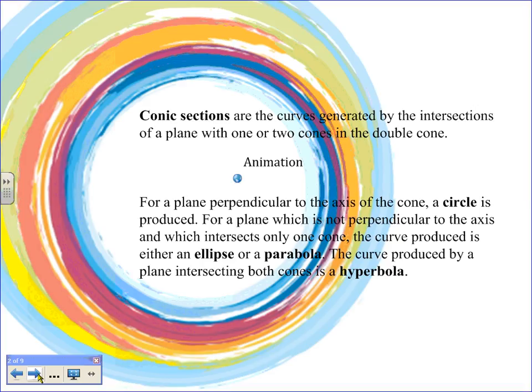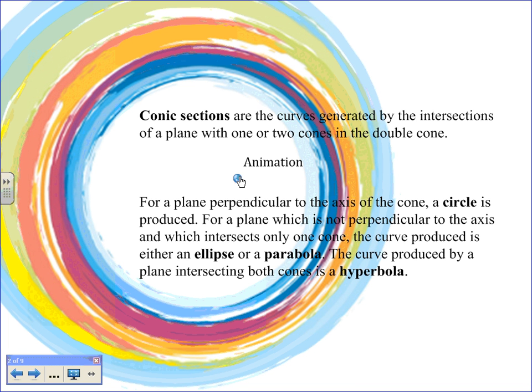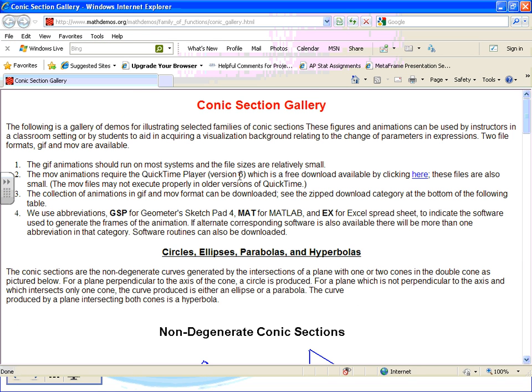So conic sections. Conic sections are the curves generated by the intersections of a plane with one or two cones in the double cone. What are we talking about? If I have two cones, one on top of one another, it's the different ways that if I have a plane that's passing through it, it's the shapes that are formed.